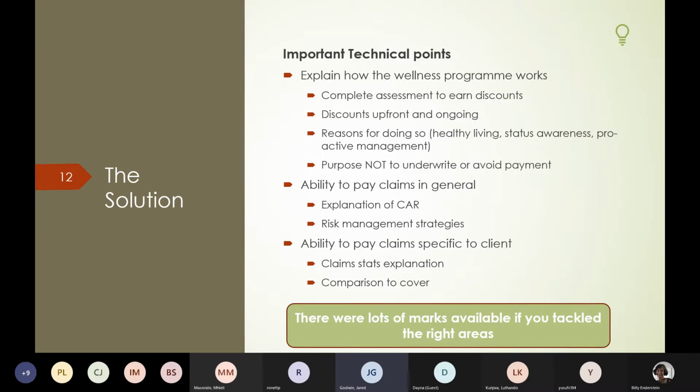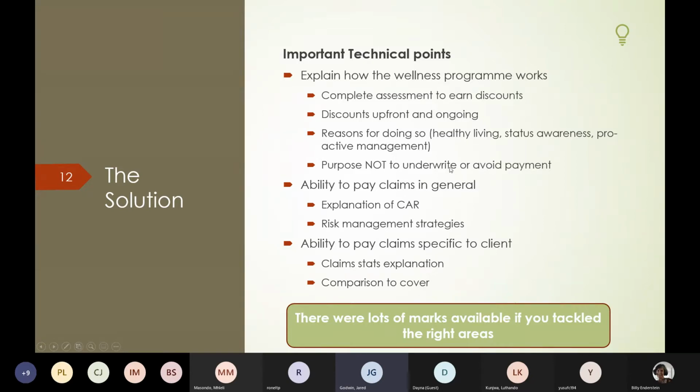And if you said those things, first of all, it's worth 3 or 4 marks, which is great. But also it's tackling the communication piece, exactly what you want. It's adding to your overall answer to put this customer's mind at ease. Because if you tell him what it's not, but you don't tell him what it is, then he might still be left questioning what it's all about. But the main purpose is not to underwrite or avoid payment. And so we had to really tackle this point.